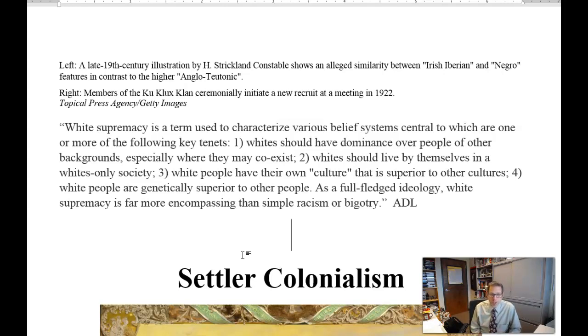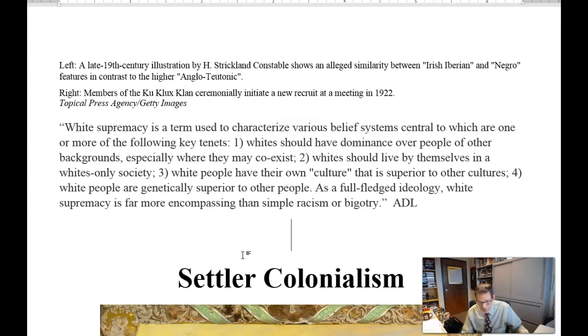The first one: whites should have dominance over people of other backgrounds, especially where they may coexist. So the white person should be on top in this perception of white supremacy. Additionally, number 2, whites should live by themselves in a whites-only society. Again, that may or may not be the case.